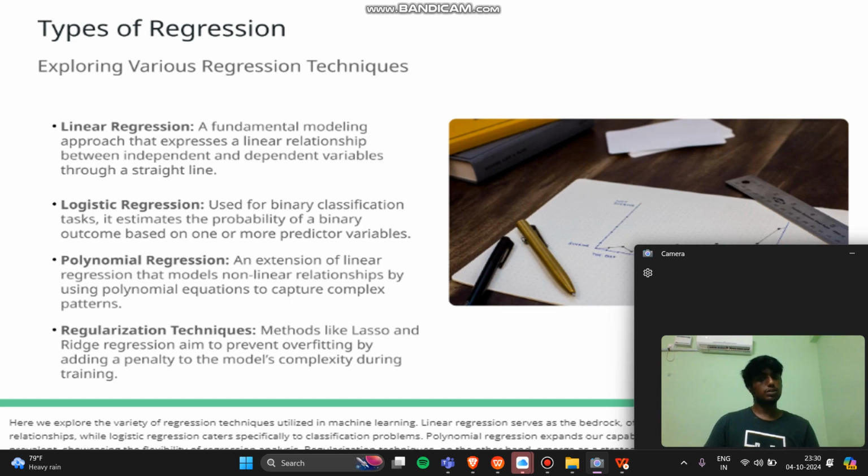Logistic regression: used for binary classification tasks, it estimates the probability of a binary outcome based on one or more predictor variables. Polynomial regression: an extension of linear regression that models non-linear relationships by using polynomial terms to capture complex patterns. Regularization techniques: methods like lasso and ridge regression aim to prevent overfitting by adding a penalty to the model's complexity during training.